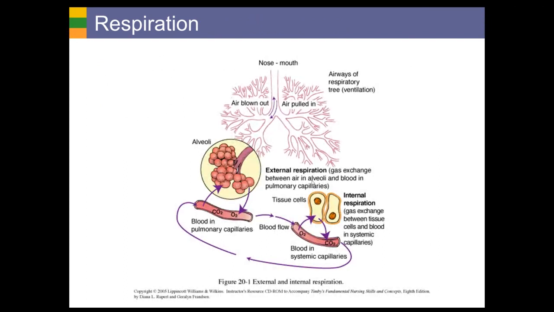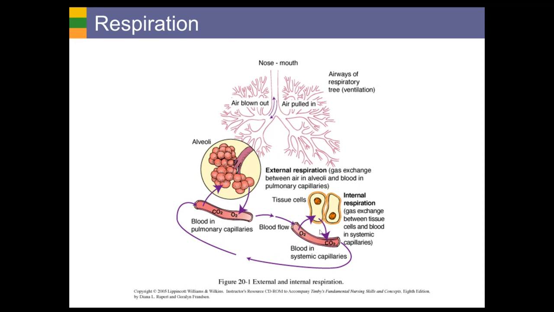Okay, so this image here shows you external respiration and internal respiration. So here, external respiration, we have oxygen diffusing into the pulmonary capillaries, carbon dioxide diffusing out, and then that oxygenated blood is transported by the cardiovascular system to the systemic capillaries. In the systemic capillaries, we have the opposite movement where oxygen diffuses down its partial pressure gradient to the tissues, and carbon dioxide diffuses from the tissues into the capillaries.